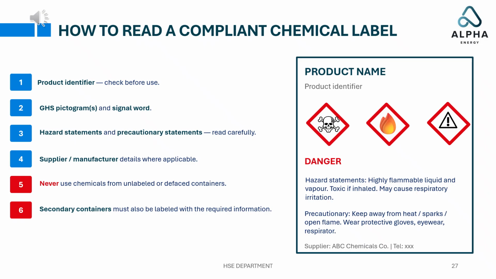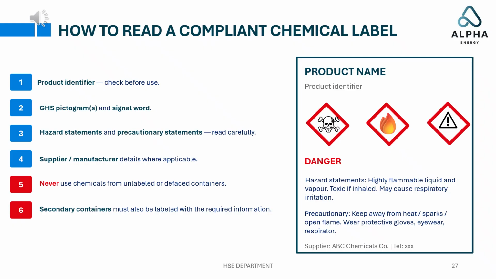Reading a chemical label correctly is a skill you need to master. Let me break down what a compliant chemical label should contain. First, the product identifier. This is the chemical name. Always check this before you use the product to make sure you have the right one. Second, GHS pictograms and signal word. The pictograms are the hazard symbols we've been discussing, and the signal word is either danger for more severe hazards or warning for less severe hazards.